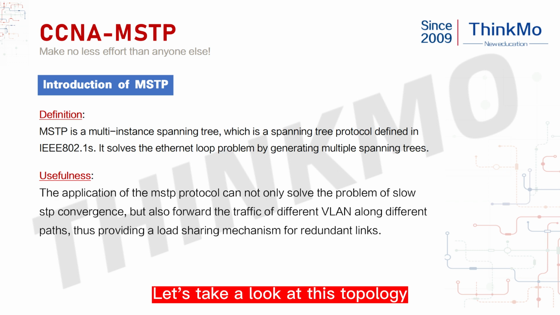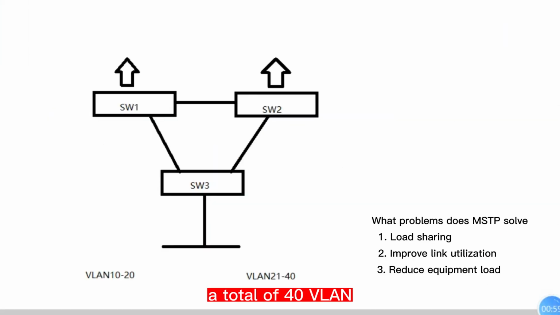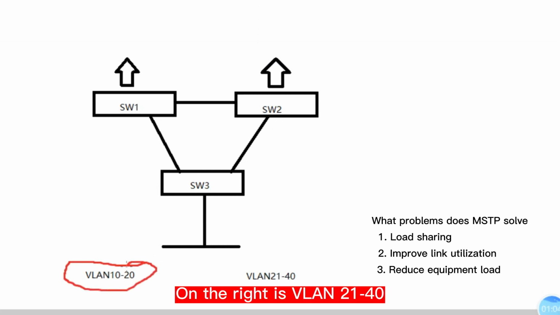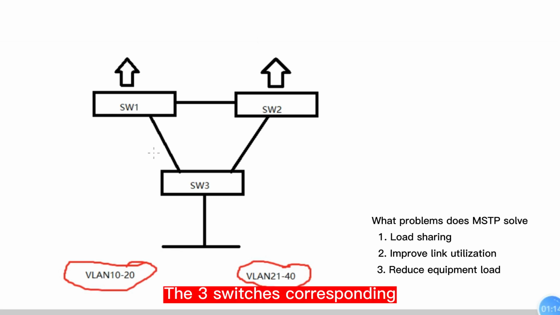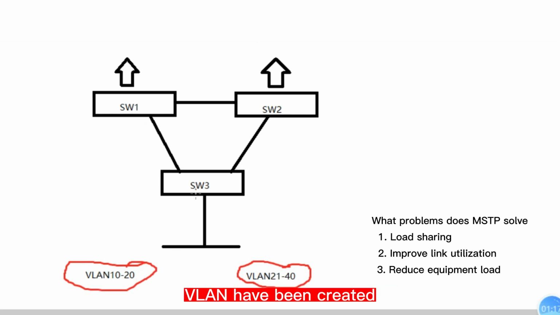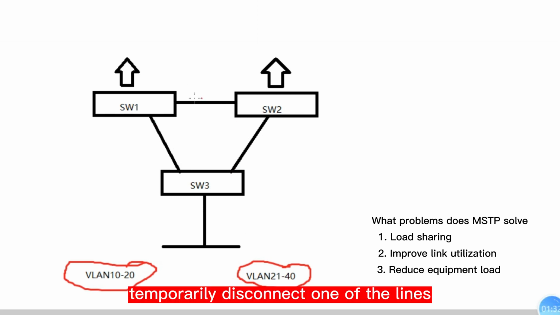Let's take a look at this topology. There are a total of 40 VLANs. On the left is VLAN 10-20. On the right is VLAN 21-40. Now, in SW1, SW2 and SW3, the corresponding VLANs have been created on the three switches. A loop is formed between the three switches. We all know STP is mainly used to break the loop. For example, in these three lines, temporarily disconnect one of the lines.